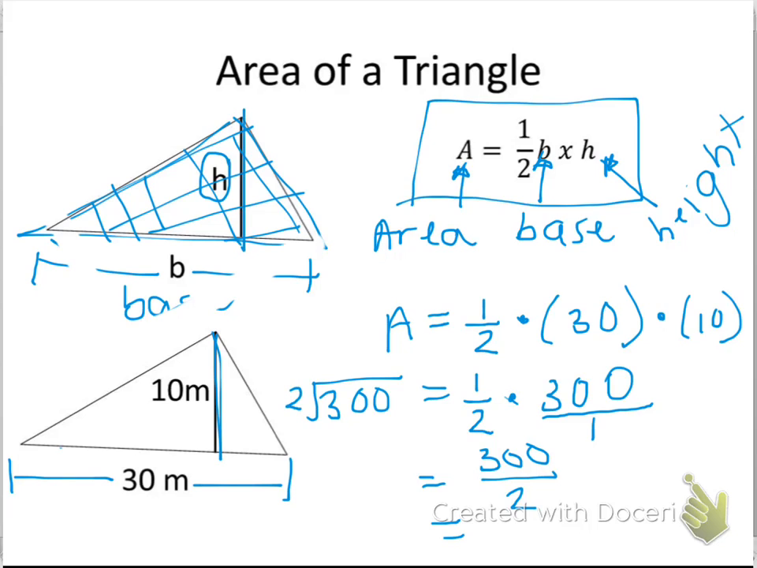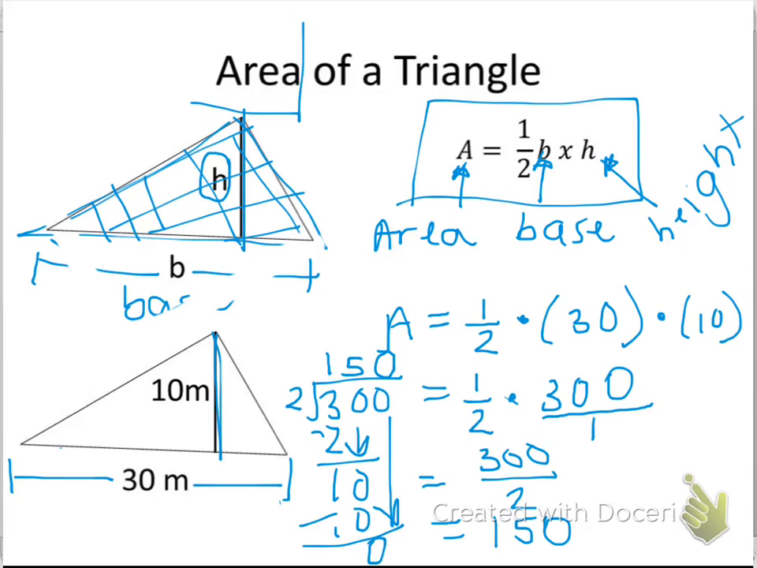by 2. 2 goes into 3 once. 1 times 2 is 2. Subtract, get 1. Bring down the 0. 2 goes into 10 5 times. 5 times 2 is 10. Subtract, get 0. Bring down that 0. 2 can go into 0 zero times. So my answer is 150.